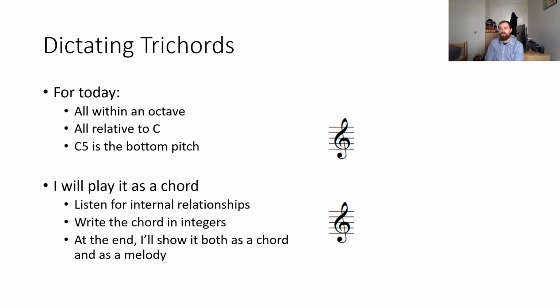So remember, a trichord is written in parentheses with a number. It starts with 0, and you put the 3 numbers, and the 3 numbers are the 3 pitches that are formed from that trichord, okay? I will play these as chords, okay? Listen for internal relationships, write up the chord in integers, and then at the end, I'll show you both the chord and what it looks like if it were a melody. I'm going to play each of these 3 times, okay? So here's the first one.